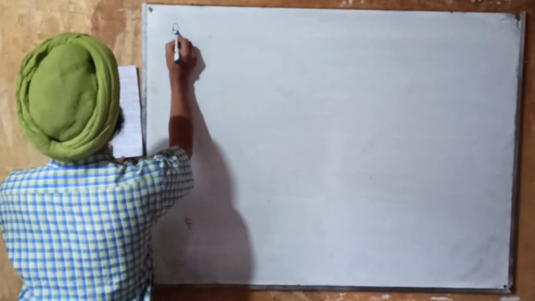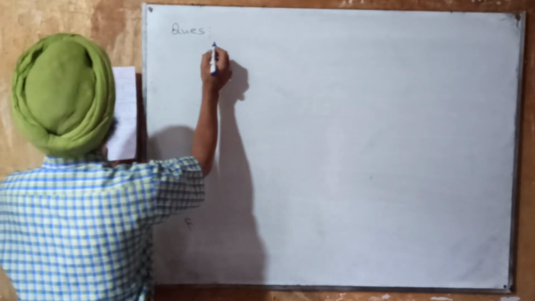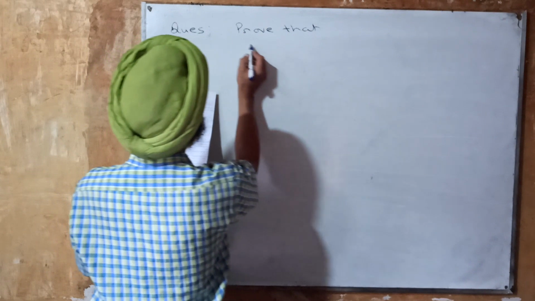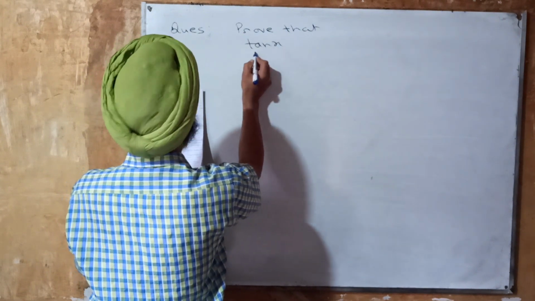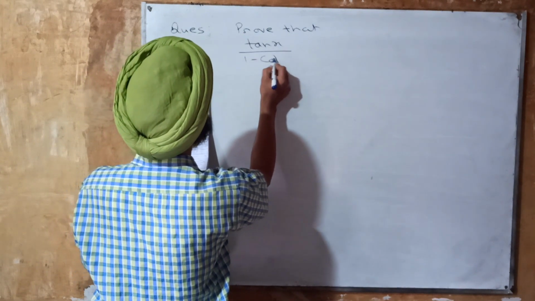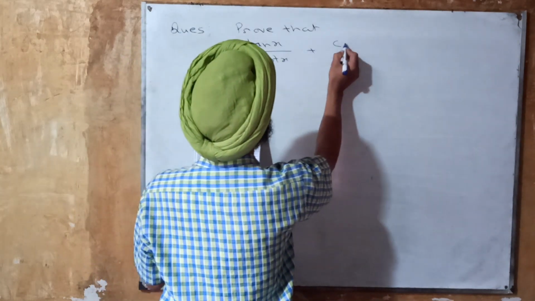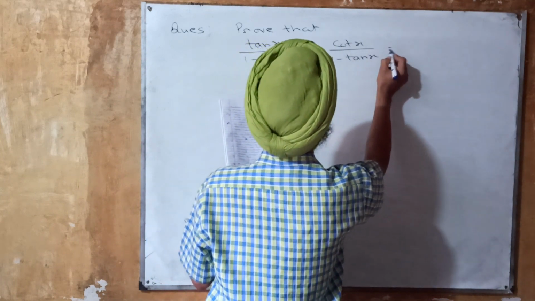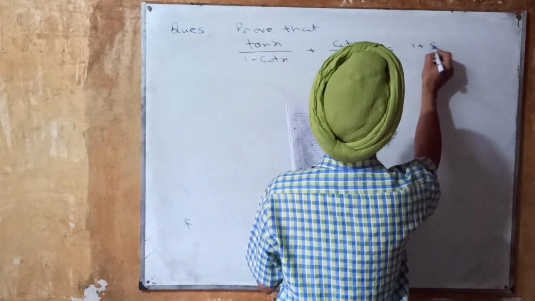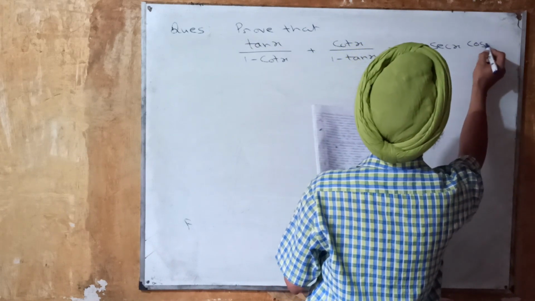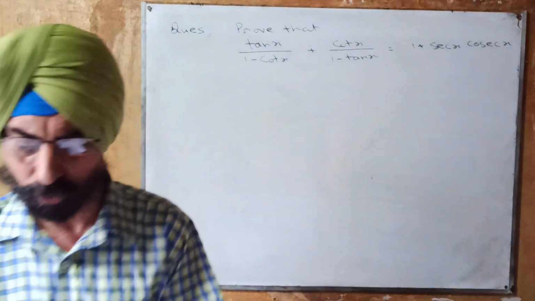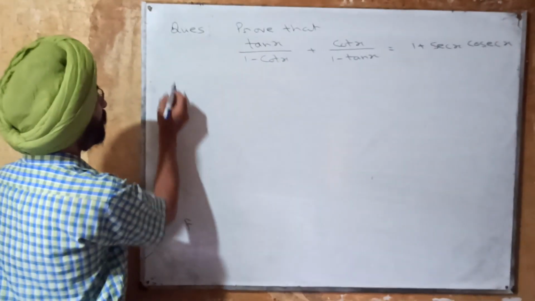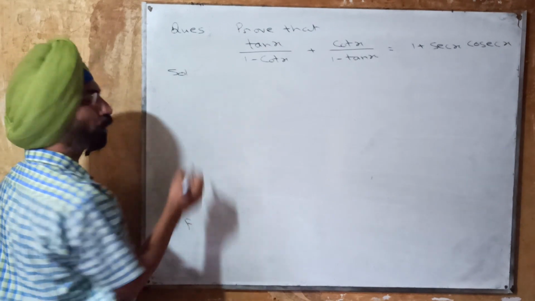The next question is prove that tan x upon 1 minus cot x plus cot x upon 1 minus tan x is equal to 1 plus secant x cosecant x. This is the result we want to prove. The proof of this question is not so difficult. So how to solve it? We will move to the solution.